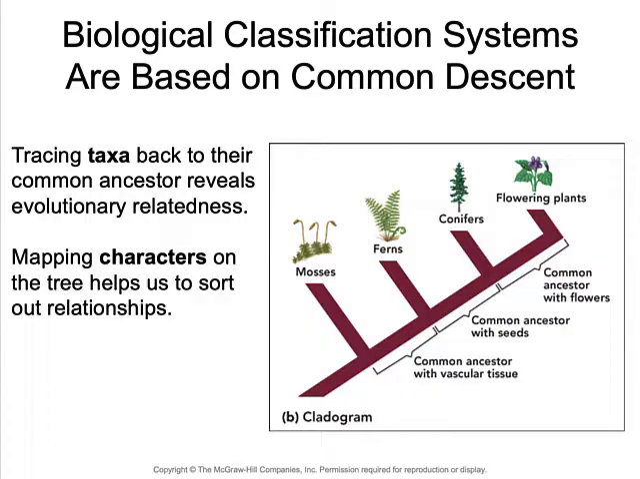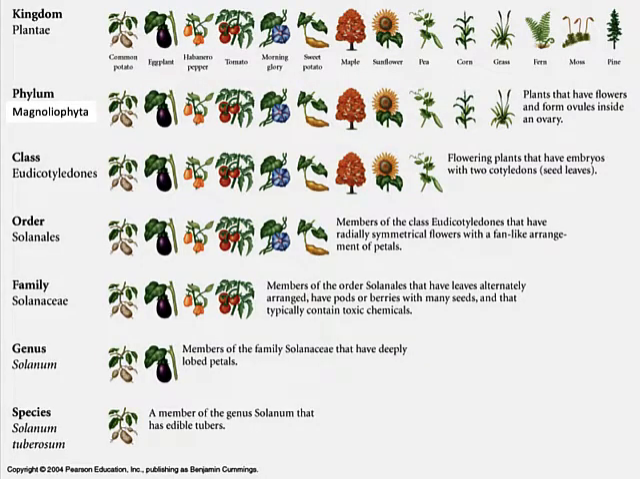In this diagram, it shows us how we could break down from the kingdom, phylum, class, order, family, genus, and species level, where we start at the big plant kingdom and work our way all the way down to the common white potato, which has the genus Solanum and the species Tuberosum.